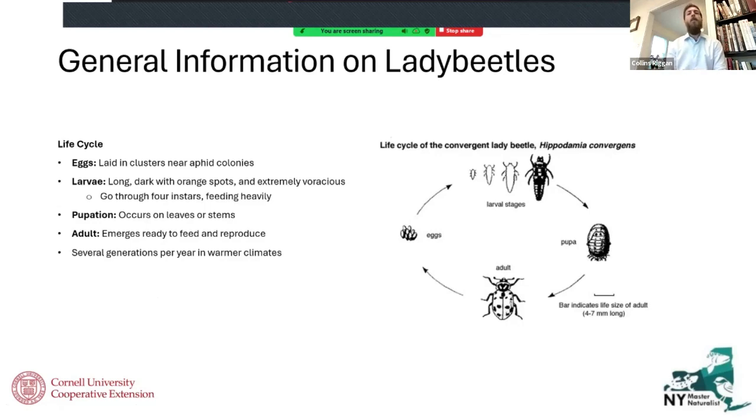The larvae are often long, dark, with orange spots. They go through 4 instars and are very heavy feeders in all 4 of those stages. Pupation occurs on leaves or stems, and the adults emerge ready to eat and reproduce. And with some species, there can be several generations per year, especially in the warmer climates.